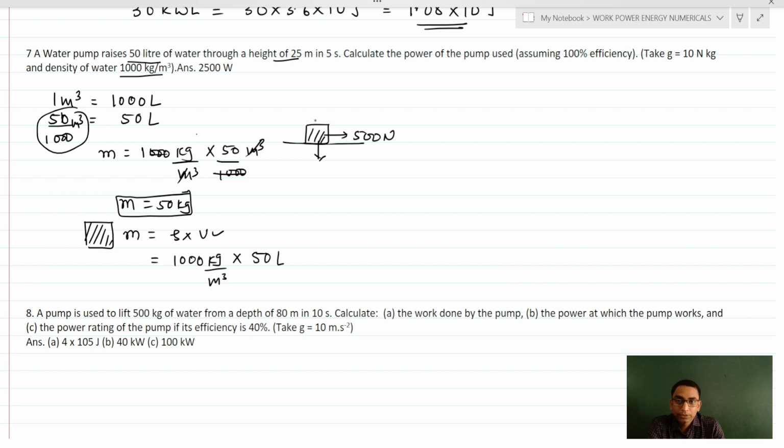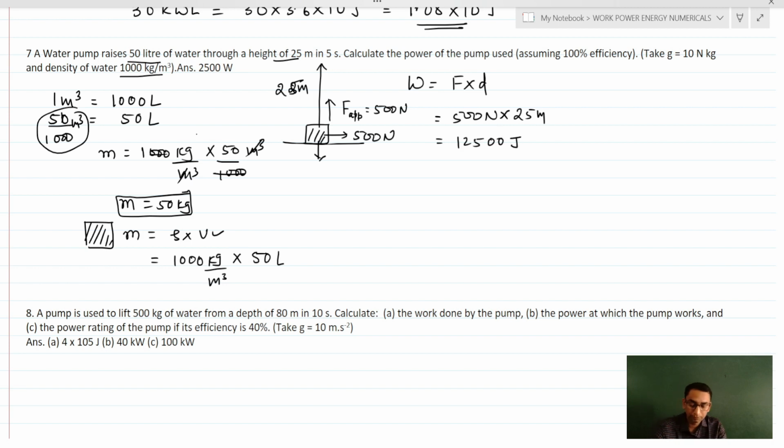Correct. If I want to lift this to a height of 25 meters above the ground, I will have to apply force in the upward direction, same as that of the weight of this entire block of water. So 500 newtons of force I will apply in the upward direction. Displacement is in the upward direction. So work done W is equal to F times d cos 0, and cos 0 is 1. So force applied is 500 Newton times 25 meters. 25 5s are 125, so 12500 Newton meter, which is joule.